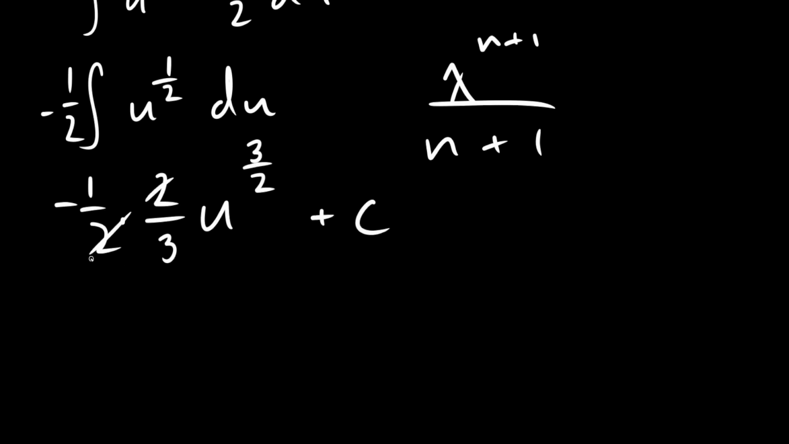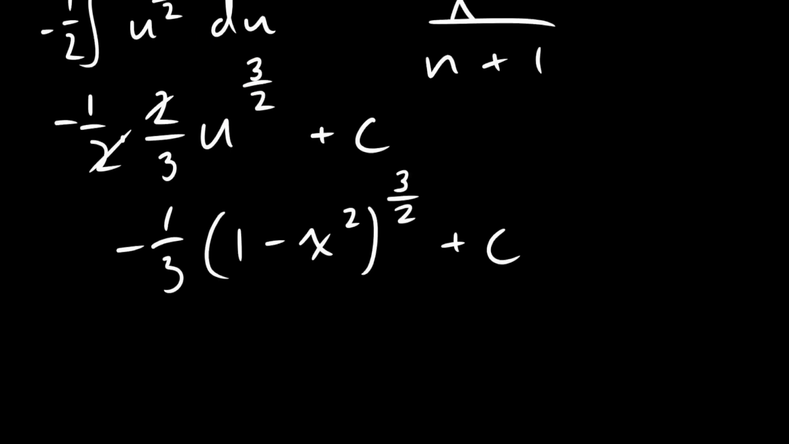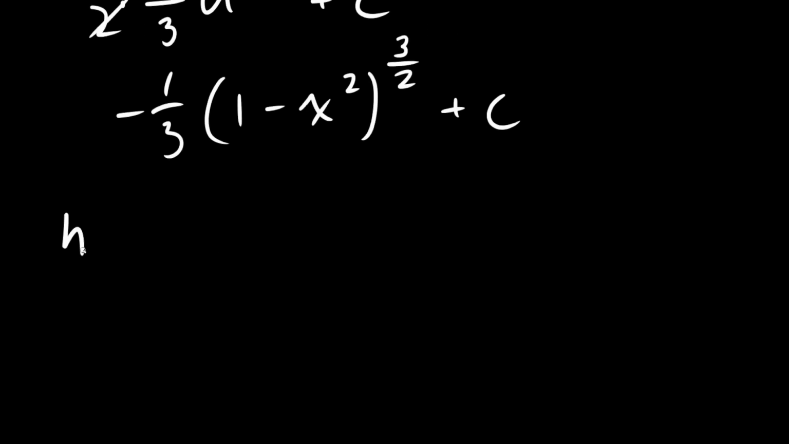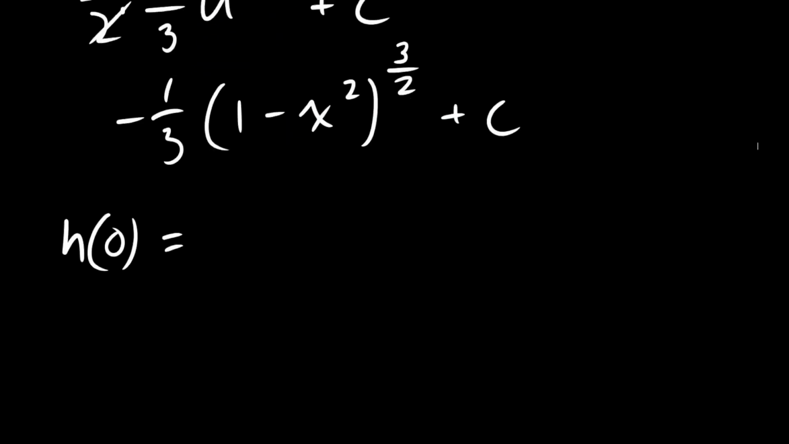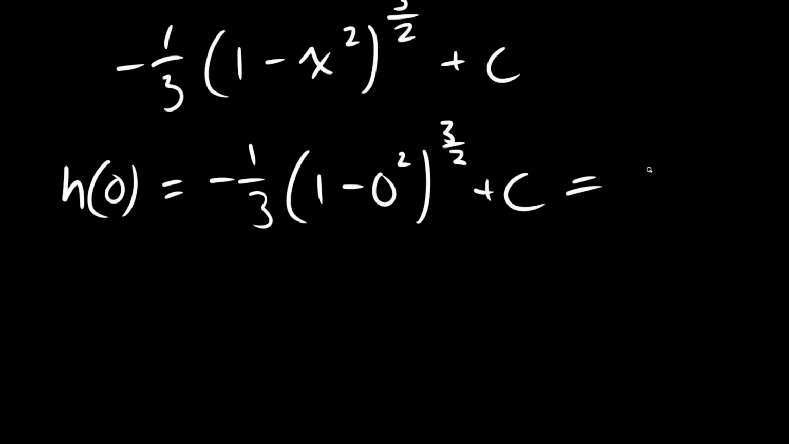The 2 here and the 2 here will cancel, giving us negative 1/3. And I'll plug in our original value. So we'll get negative 1/3 times 1 minus x squared to the power of 3/2 plus c. And to find c, we're going to plug in our point h of 0, and we're going to use this new function: negative 1/3, 1 minus 0 squared to the power of 3 over 2, plus c is going to equal 2/3.